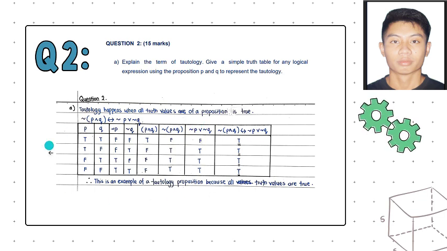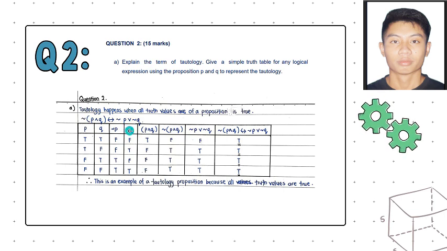And then we have negation P and negation Q. Negation P and negation Q are just a mirror of the P and Q truth values. So basically if P is true, then negation P will be false, and the same goes for Q and negation Q. So we shall continue with P conjunction Q.